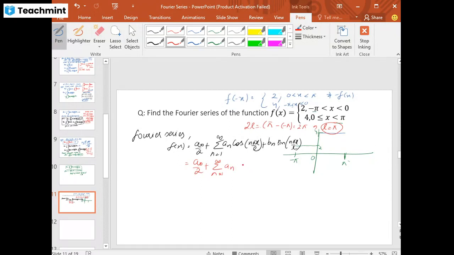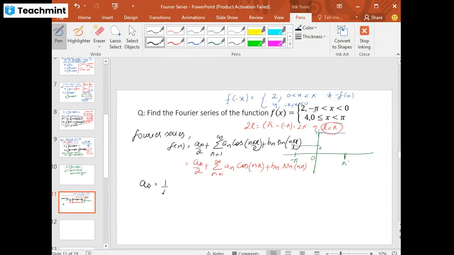an cos nx, because pi and pi get cancelled out, and bn sin nx, again pi and pi get cancelled. So what is the formula of a naught? a naught is given by 1 upon L.